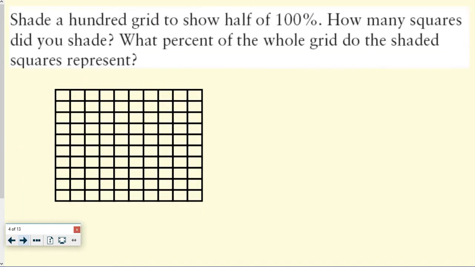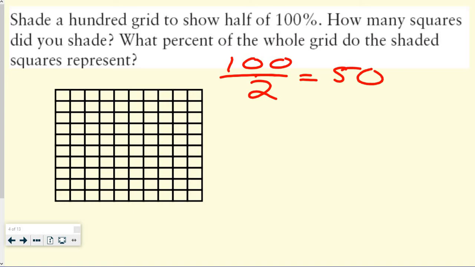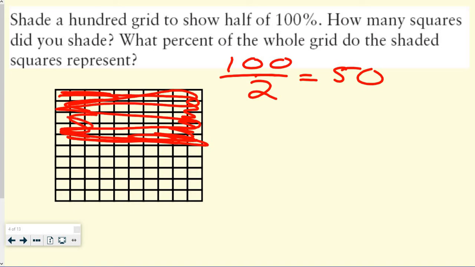So shade a 100 grid to show half of 100. So 100 divided by 2 equals 50. I was getting ahead of myself. What percent of the whole grid do the shaded squares represent? Again, 50%. So you fill that in, and that's 50% right there. So that would equal 50%.